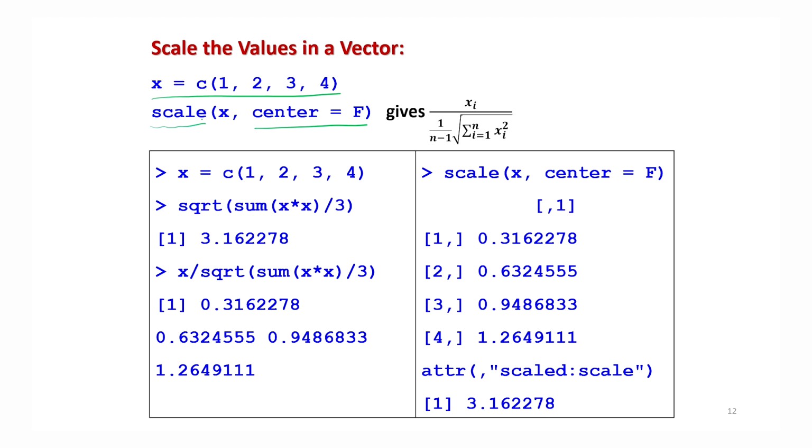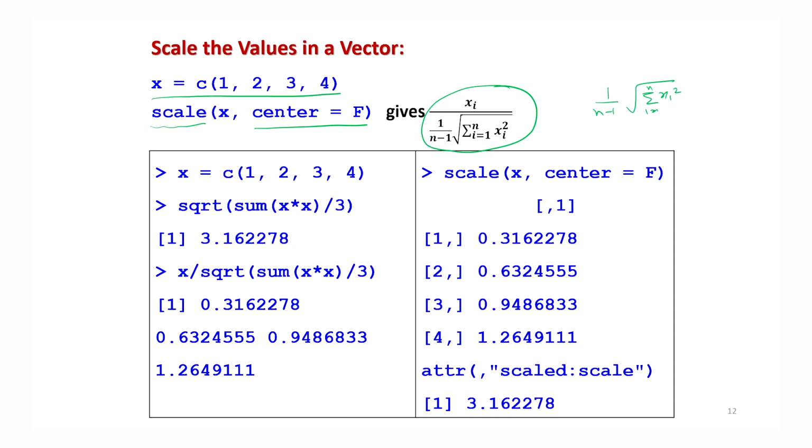So if you try to use this scale on a data vector x with center is equal to F, that is false, then it gives you this type of value. Every observation is divided by the square root of 1 over n minus 1 times the sum of x_i square, i goes from 1 to n. That means you have to take the positive square root of the sum of squares of all the observations divided by the sample size minus 1.